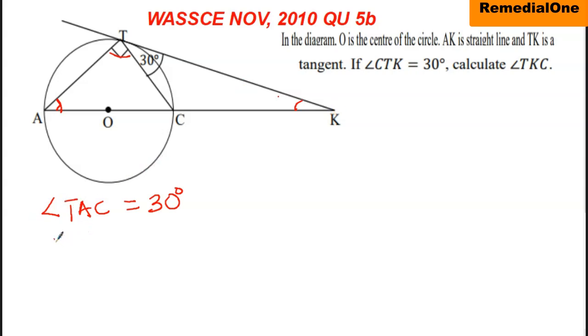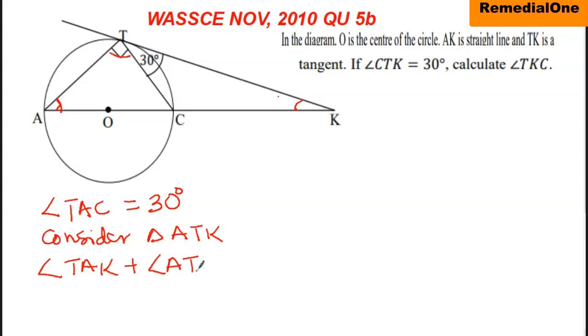So we use the principle that the sum of angles in a triangle is equal to 180. So consider triangle ATK. So we have angle TAK plus angle ATK plus angle TKA should give us 180 degrees.